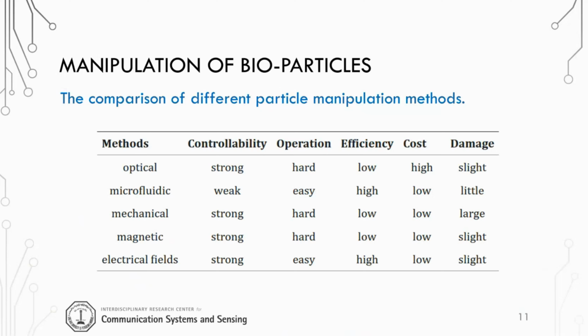So we can see here the method that uses electric field for the manipulation of bioparticles is first strong in terms of controllability. We can control them easily. All you need to do is control your electric field: you control your frequency, control the permittivity and conductivity of your medium, and then you can get your cells somewhere. In terms of operation, it is easy. All you need is just a function generator, and your electrodes designed in a specific way. So the setup is easy.